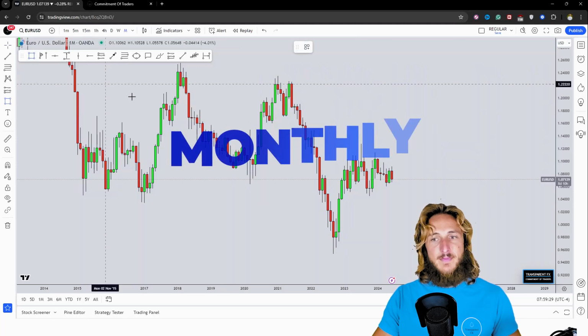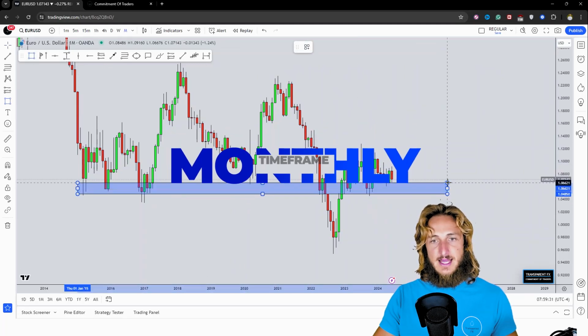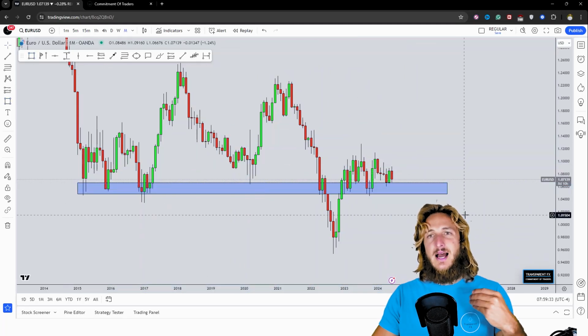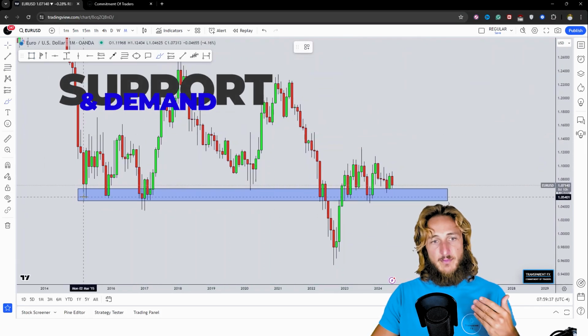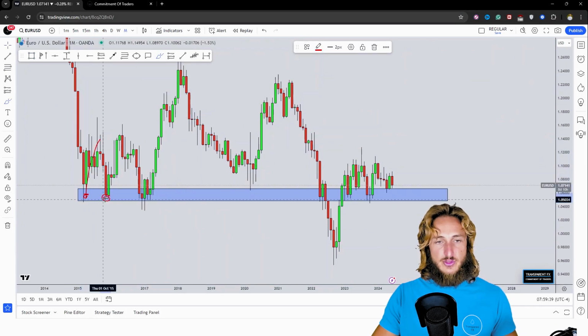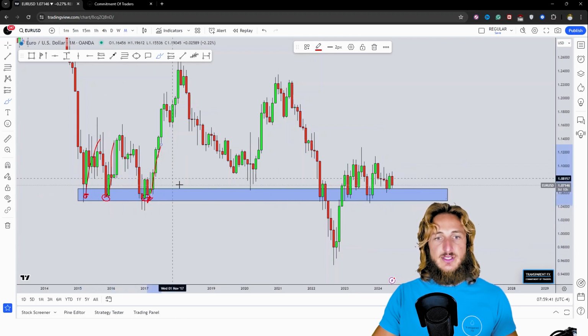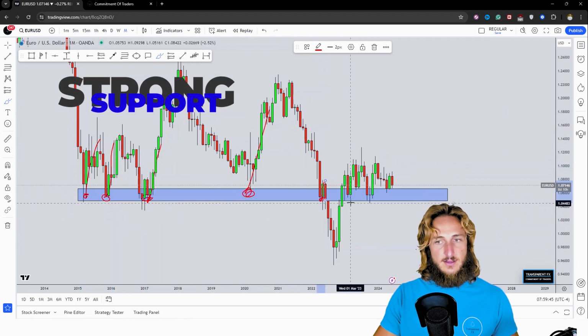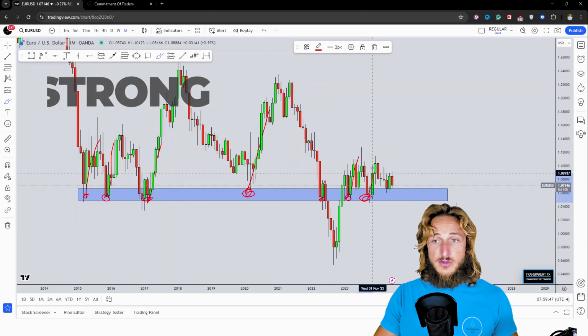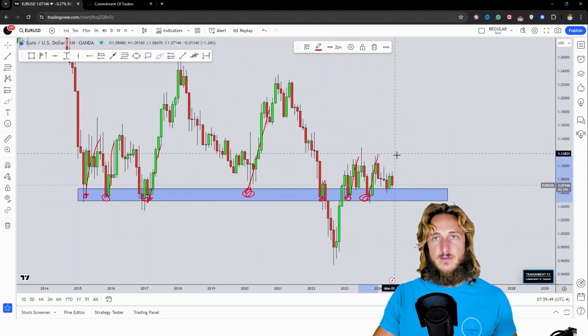Starting here from the monthly time frame, what we can see is that at the moment we have a market which is testing a quite strong historical support and demand area. From here, multiple rejections to the upside have been created. Every single time that the market tested this zone, it at least reacted to the area. And most of these rejections are quite massive moves to the upside.